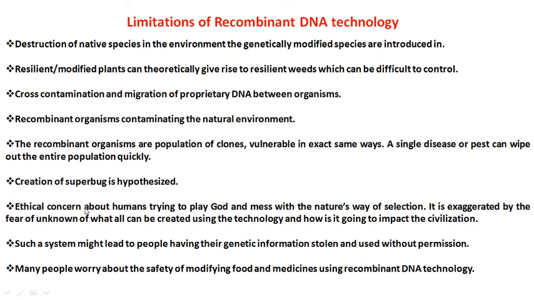Apart from that, there are some ethical concerns also. If you are using recombinant DNA technology in humans, you can make an exact clone of a particular person. So that is not ethical also. And further, many people worry about the safety of modifying food and medicine using recombinant DNA technology. If you are using some modified food or hybrid food like BT brinjal, BT potato, that contains the bacterial endotoxin, so it may be harmful for the human body also. So these are some demerits of recombinant DNA technology.